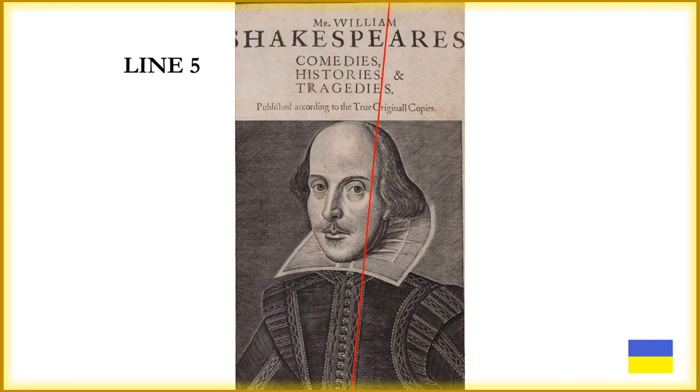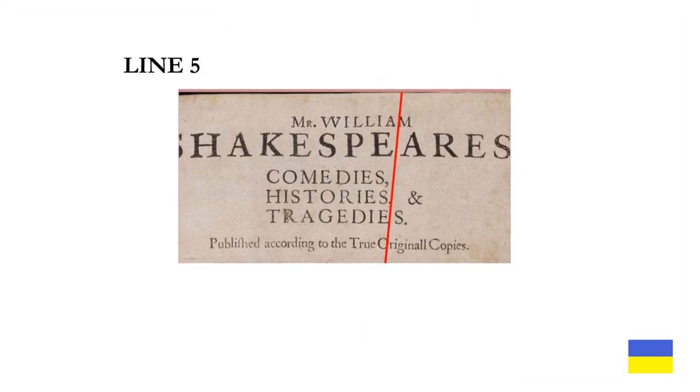Line 5. This line goes straight along the left-hand upright in William, between the E and the A in Shakespeare's, clips the second E in tragedies, and clips the O in original.